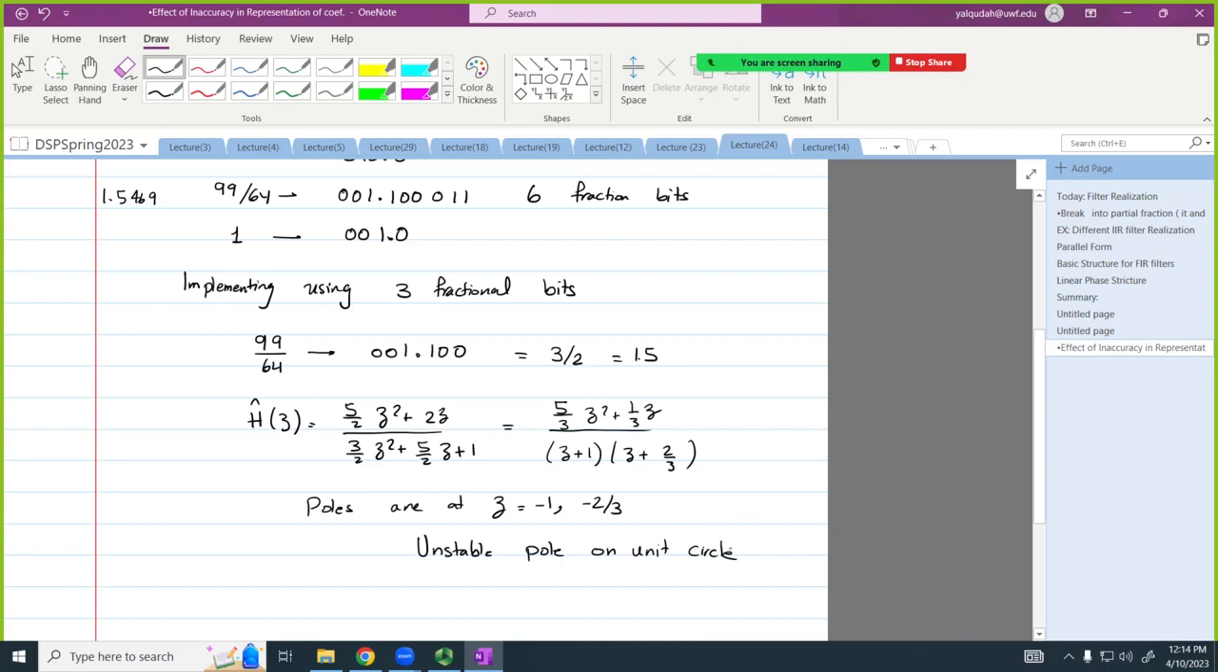Okay. So therefore, if we have the coefficients, it shows that we have a pole that is very close to the unit circle. Because of the rounding, apparently we made the pole jump to the unit circle or go outside the unit circle and cause the system to become unstable. Now let's see what happens if we implemented this filter using the cascade form.